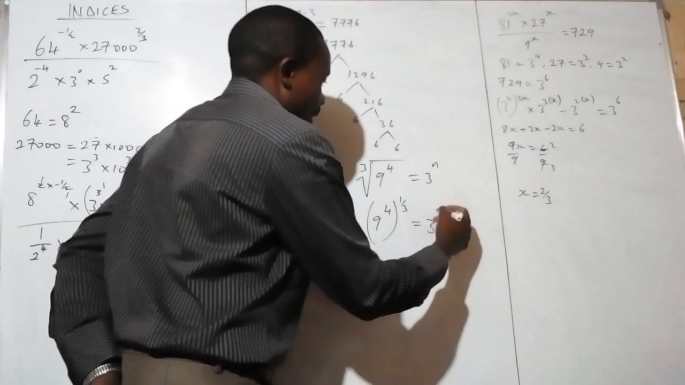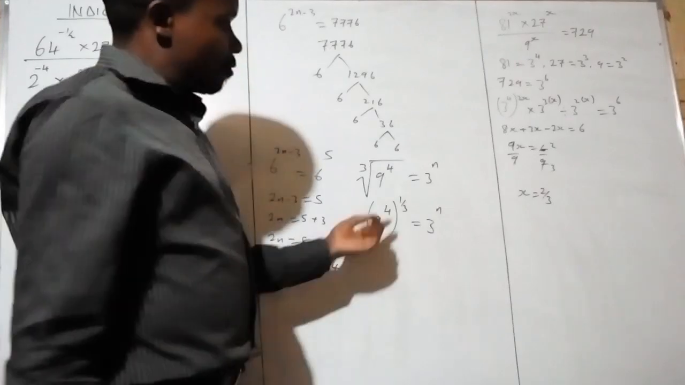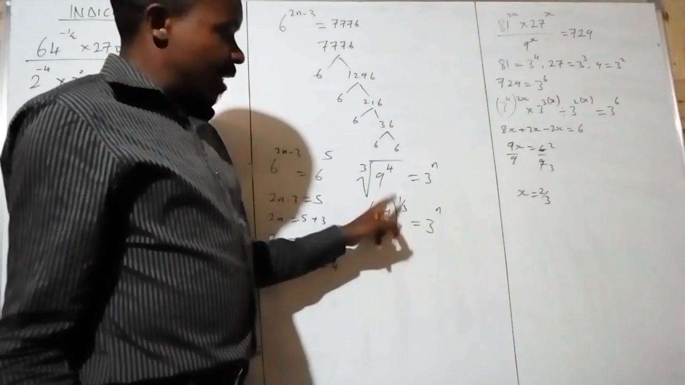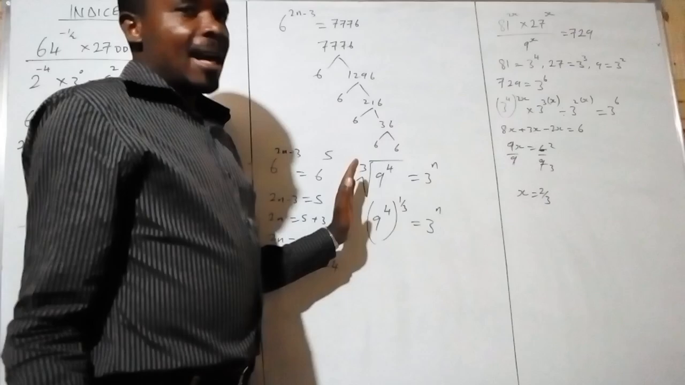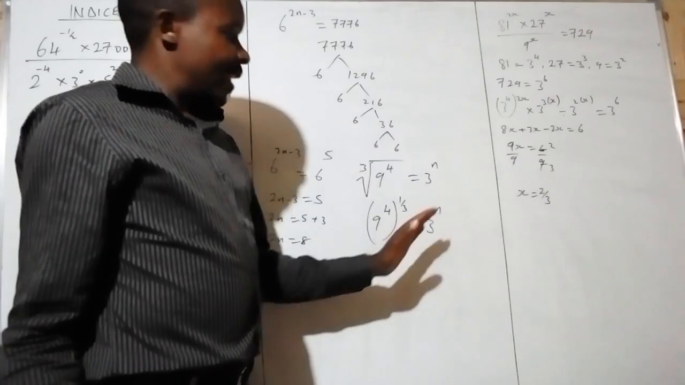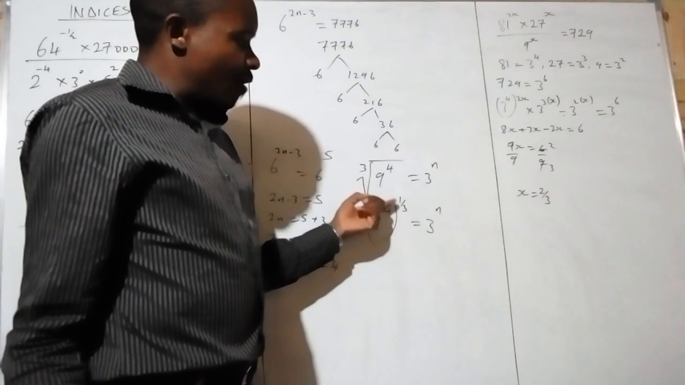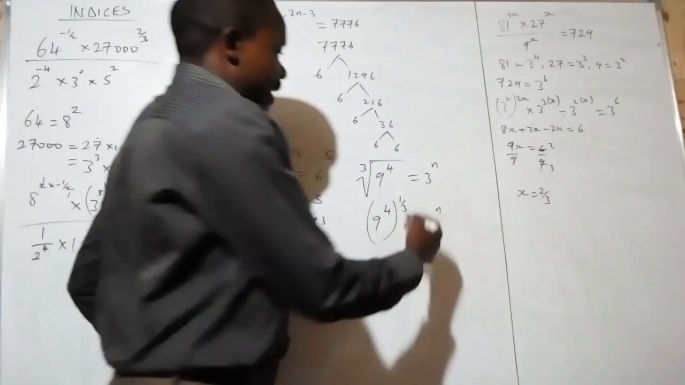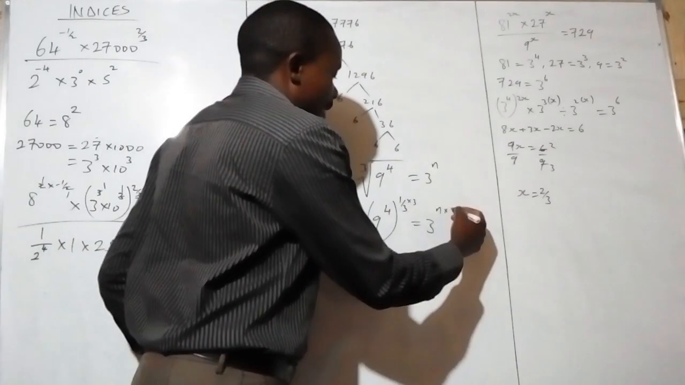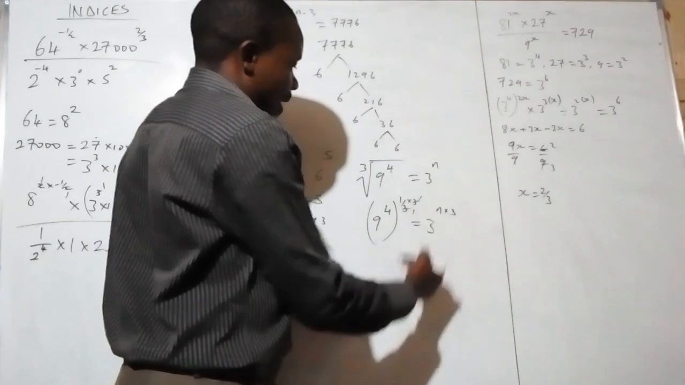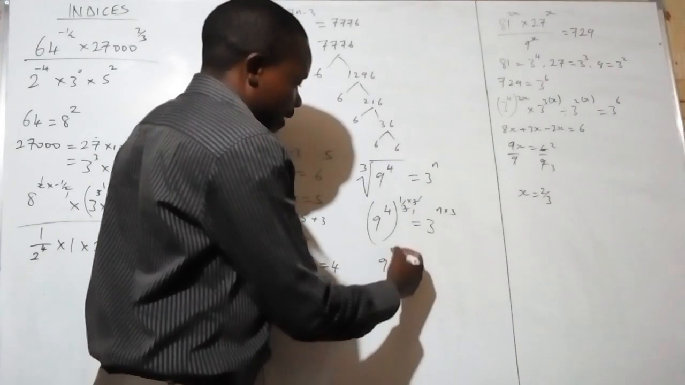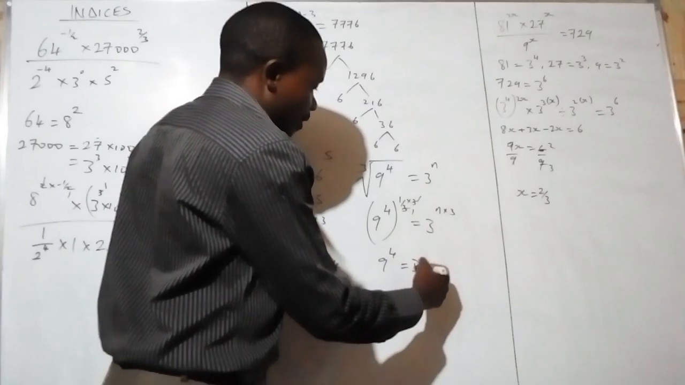I want to open this bracket. How can I eliminate this raised power a third here? You are supposed to multiply your left and right hand side with the reciprocal of a third, which is 3, and here times 3. By 3, 1, by 3, 1. Now you can open to have 9 raised power 4 is equals to 3 raised power 3n.